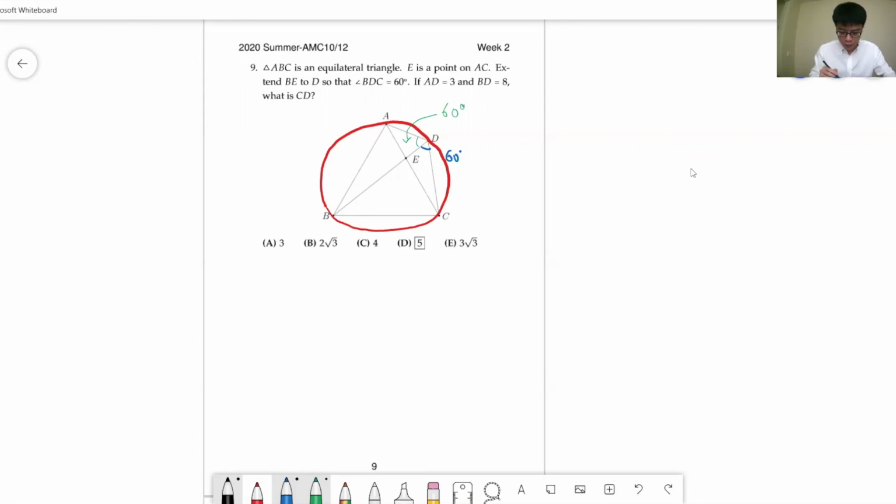From the problem, we know that AD is 3 and BD is 8. But we don't know the side length of the equilateral triangle. So let's calculate the side length of the equilateral triangle. For example, let me denote it by A. The side length of the equilateral triangle is A. We can consider the angle ADB and use the law of cosines.